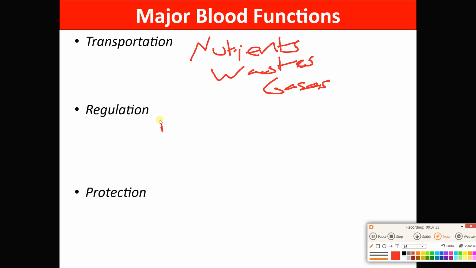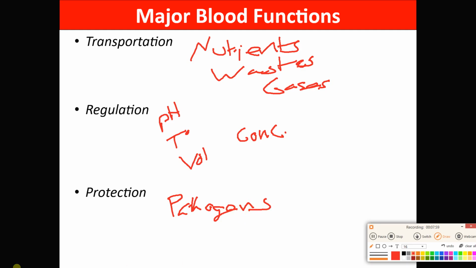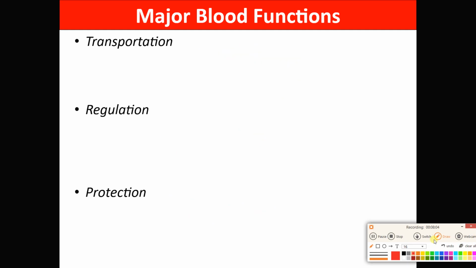We regulate. We regulate things like pH, and not just in our blood, but in our body, temperature, volumes, concentrations of things. Think about electrolytes, sodium, potassium, calcium, that sort of stuff. Blood is also protecting us, primarily against disease-causing organisms, which are called pathogens. All right, so those are some major blood functions.